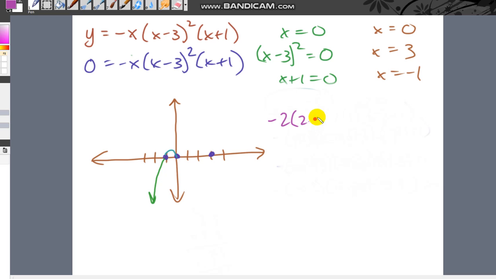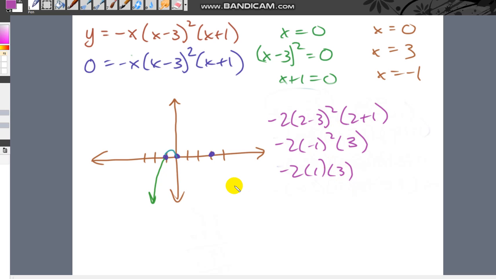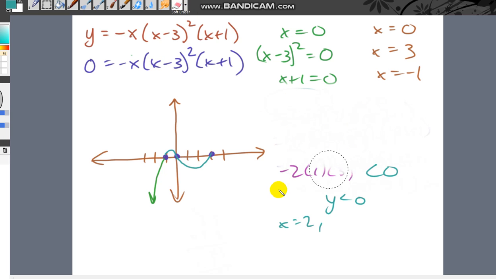If we plug 2 in here, we have -2 times (2 minus 3) squared times 3. That's -2 times 1, since -1 squared is 1, times 3. So we get a negative value, and we know that this y value is less than 0. So when x is 2, the y value is going to be less than 0. This means that this interval is going to be underneath the x-axis, something like this.